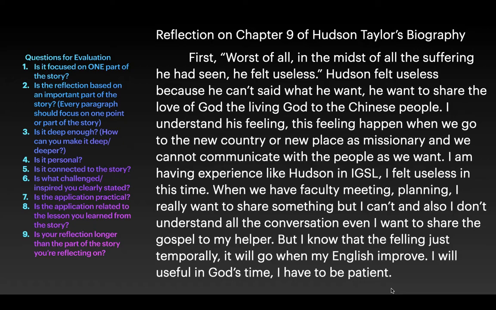So don't just mention a character trait when you give applications. Mention something that you can really do, something specific. And it should be measurable. That means you should be able to ask the question, was I able to do it? So that's what I mean when you say measurable.